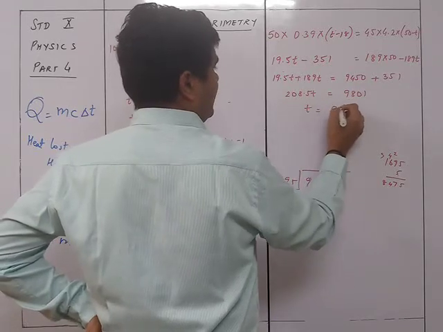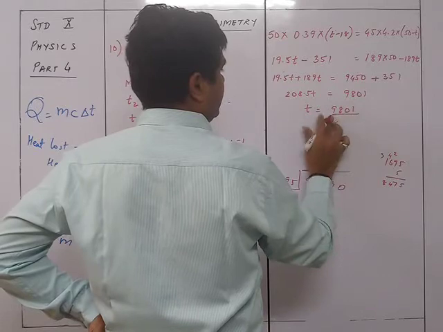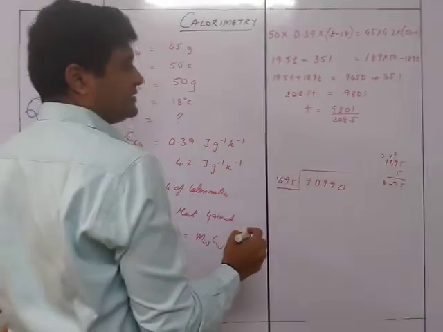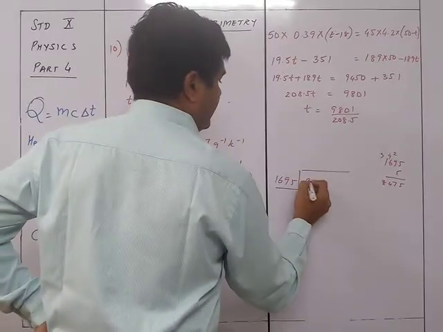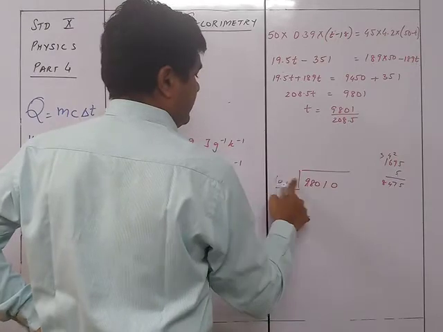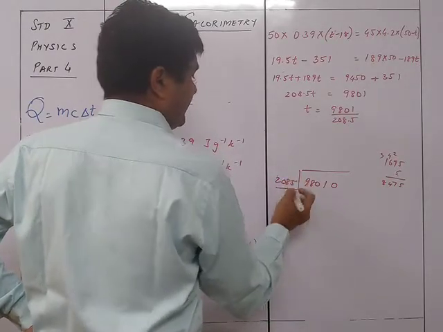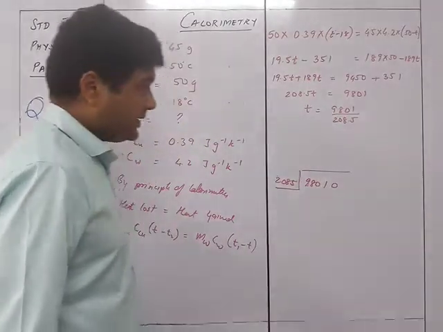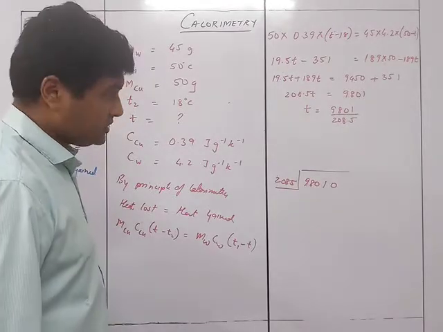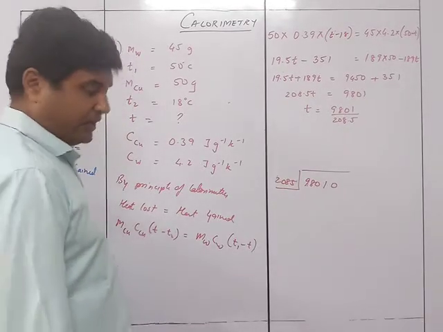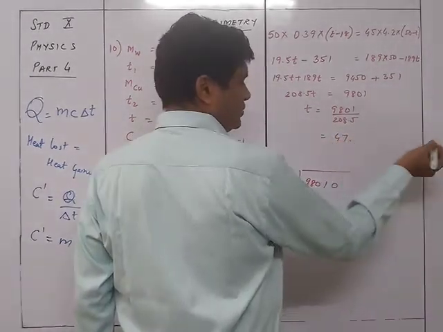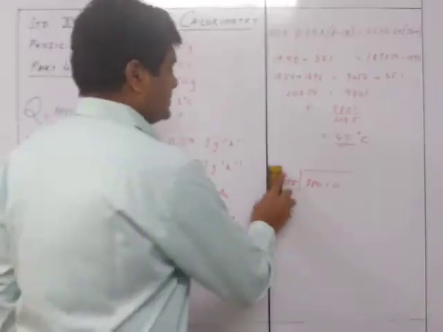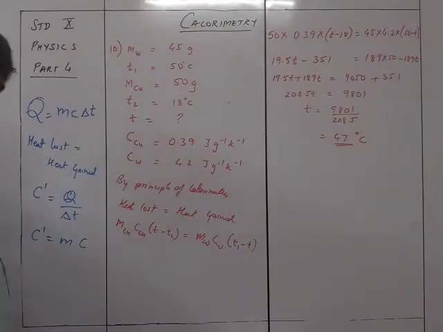So t will be equal to 9801 upon 208.5. So when you calculate this, this will be 98010 upon 2085. So okay, I'll just check this out and you get the answer directly as 47. Yeah, that is equal to 47, so 47 degrees Celsius. Okay, so this was sum number 10, 47 degrees Celsius.